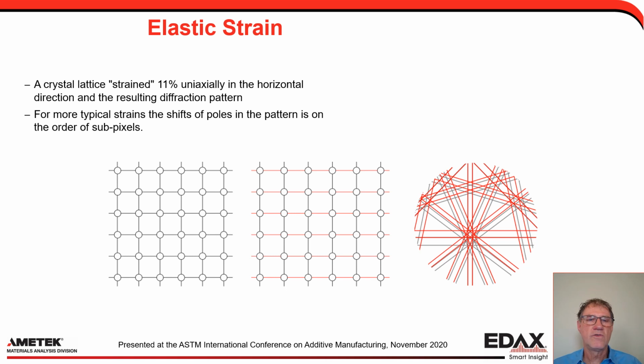Now, that can be useful, but there's been other work to look at elastic stress and strain in the material. So here's an example, stressed extremely, so just so that we can see it. It's 11% strain in the horizontal direction, and you can see the effect on the diffraction pattern. Not only is there a slight rotation that you see, but more importantly, what you see is, because you have a distortion of the crystal lattice, you actually see the poles shifting from their regular positions.